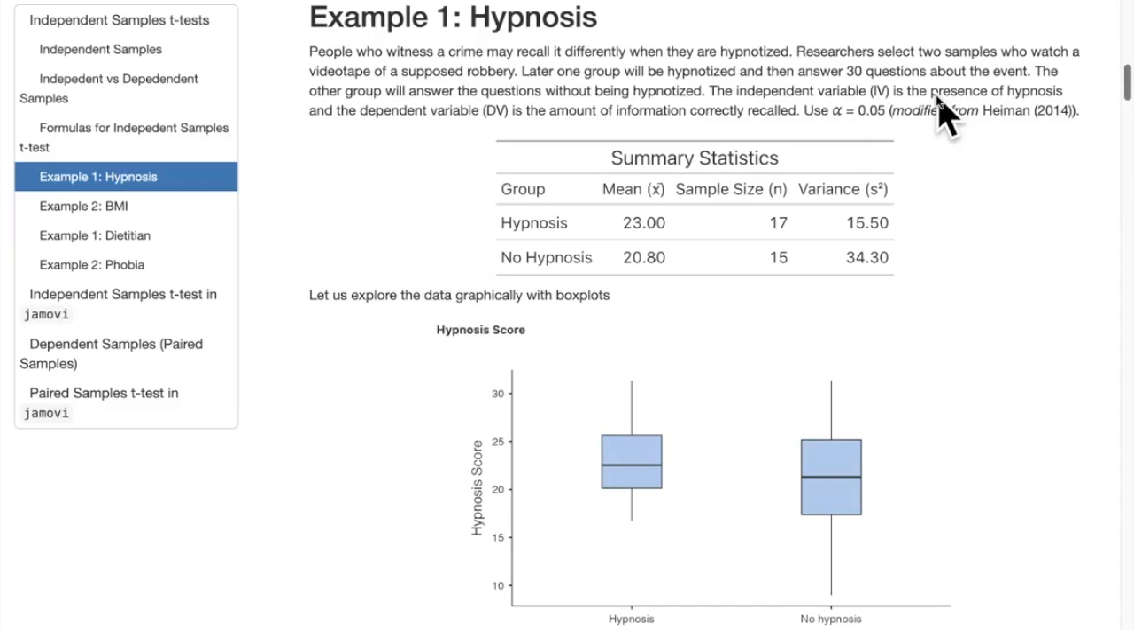And the dependent variable, remember, always needs to be a continuous variable. So it's the amount of information they correctly recalled. One thing that I forgot to point out is these are 2 different people. Either they were hypnotized or they were not. So we have 2 independent samples here. Let me show you what the data looks like in Jamovi.